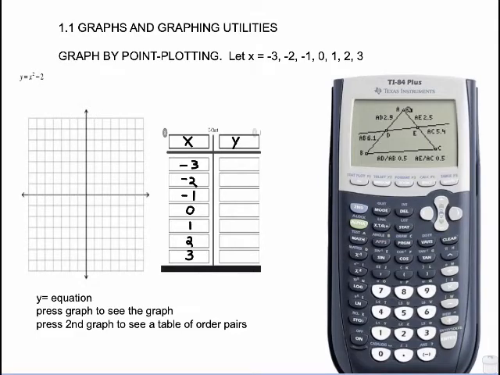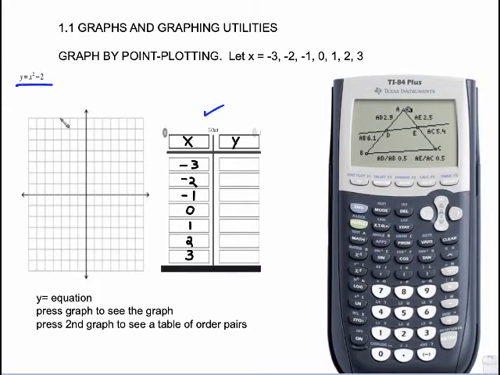This is MAC 1105, Section 1.1, Graphs and Graphing Utilities. This is just a little introduction to using the graphing calculator to make a graph and to see the table that the graph would have come from.